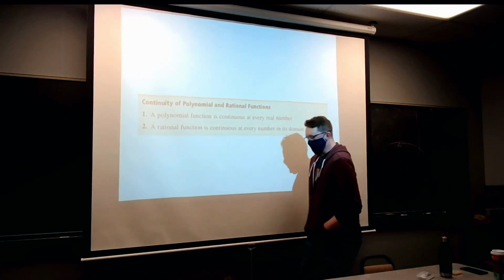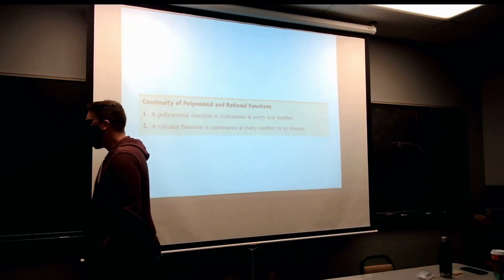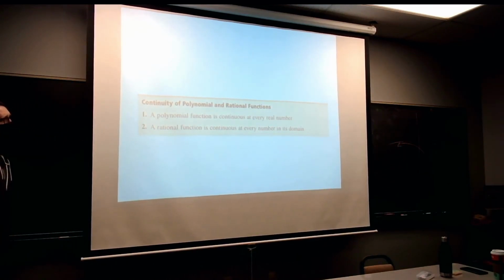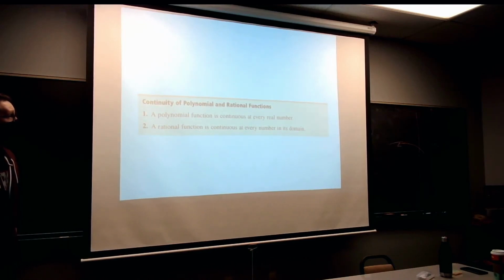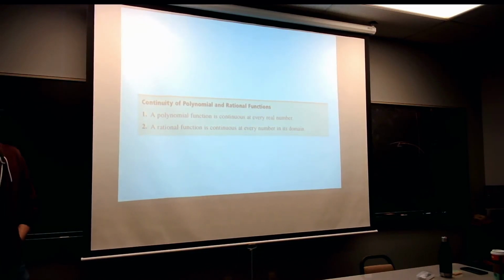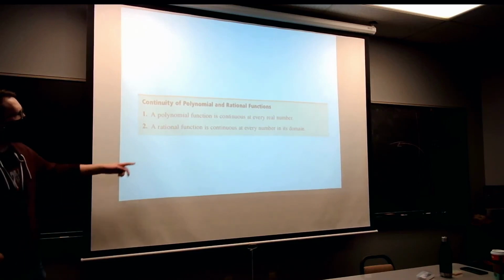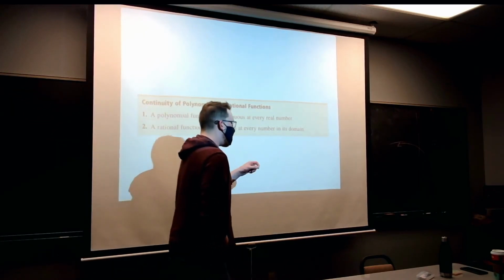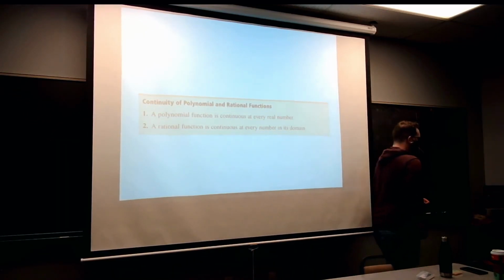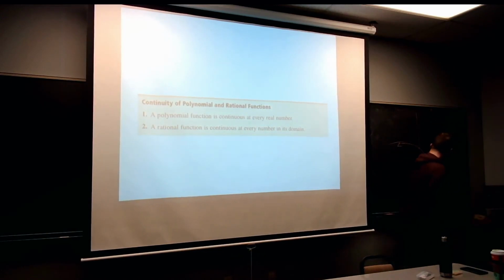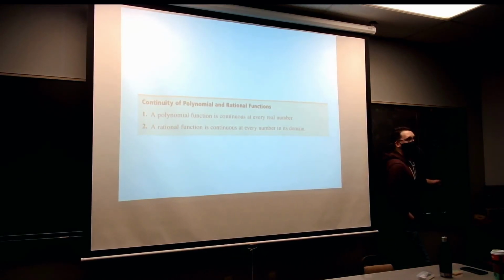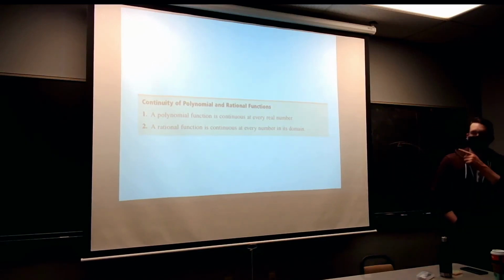So, where is a function continuous? Well, it depends on the type of function. Polynomials, everywhere. Rational functions, they're only continuous in their domain. 2's not in the domain. This is not a polynomial, it's a rational function, right? That's what we're saying here.